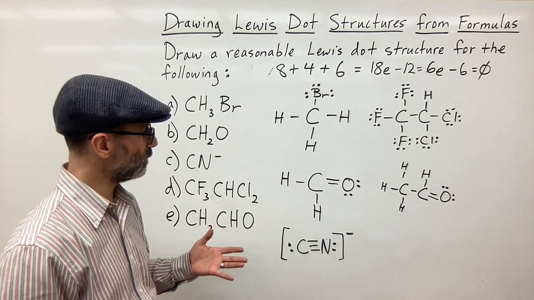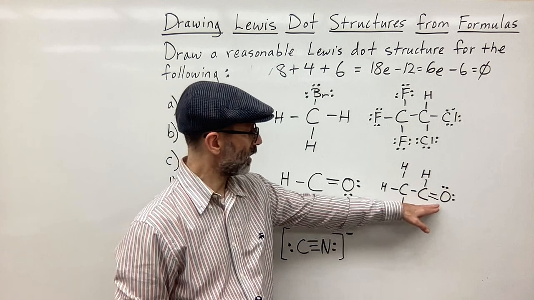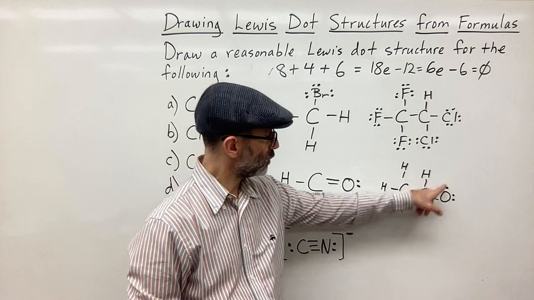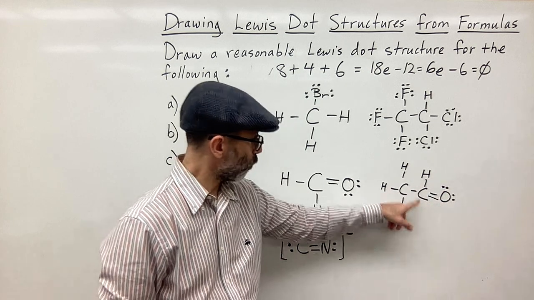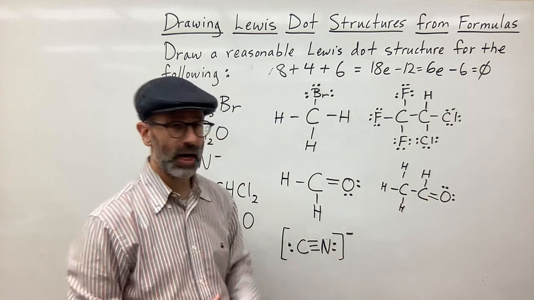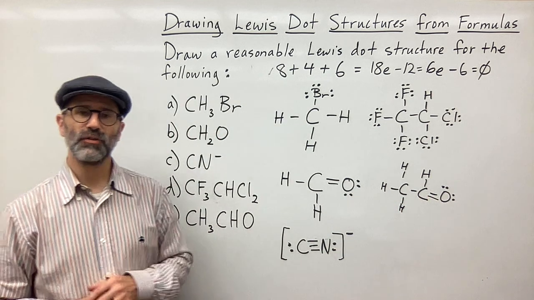And that, ladies and gentlemen, is how you do it. Notice the bonding patterns: 2 bonds, 2 lone pairs for the oxygen, 4 bonds for each carbon, 1 bond for each hydrogen. I hope this video was helpful.